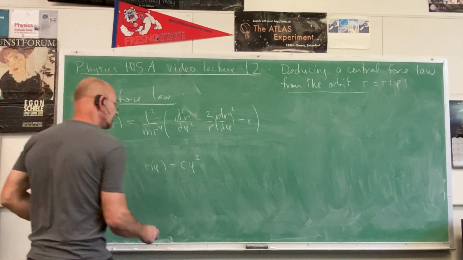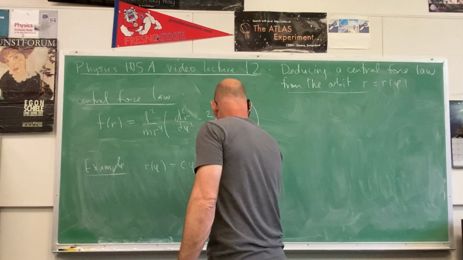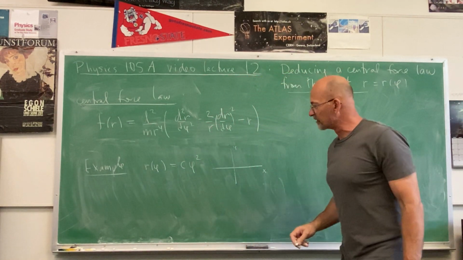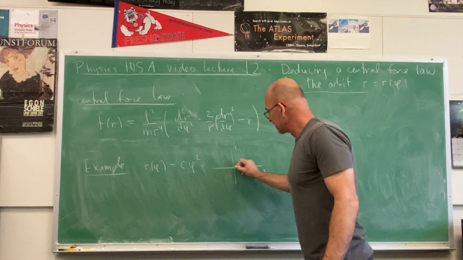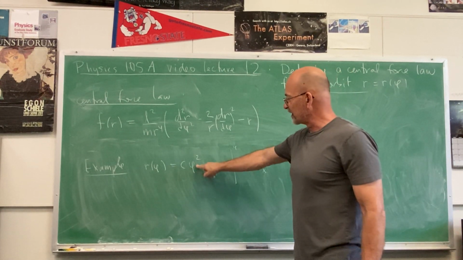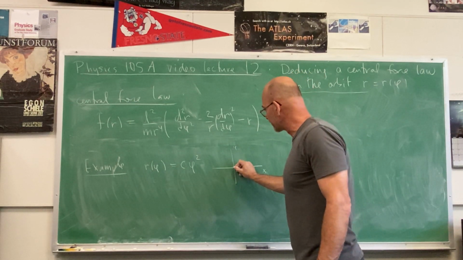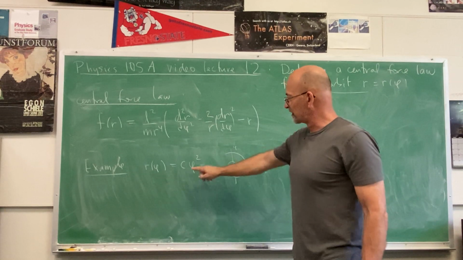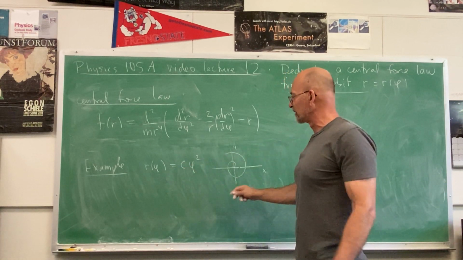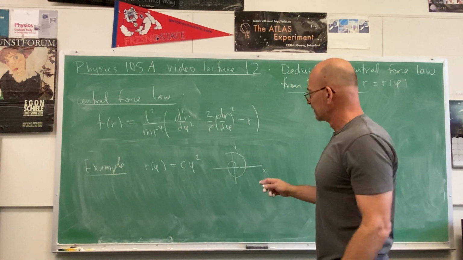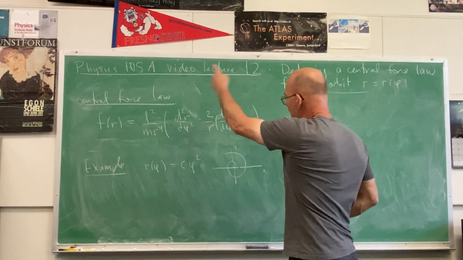Okay, so what would this even look like? Here's our x and y. We're in the plane. What would this r of phi look like? R starts out at 0 and grows as phi squared, so it's some kind of spiral. And if it were c times phi, it would also be a spiral, a different type of spiral. So as phi increases, this is just spiraling out and out.